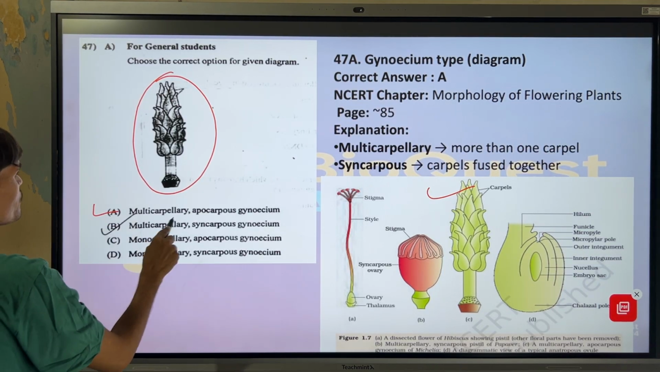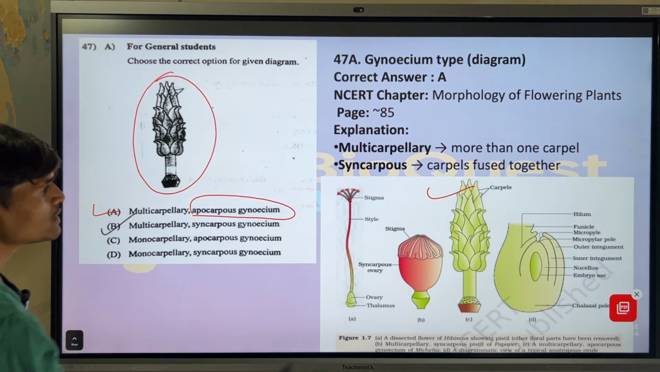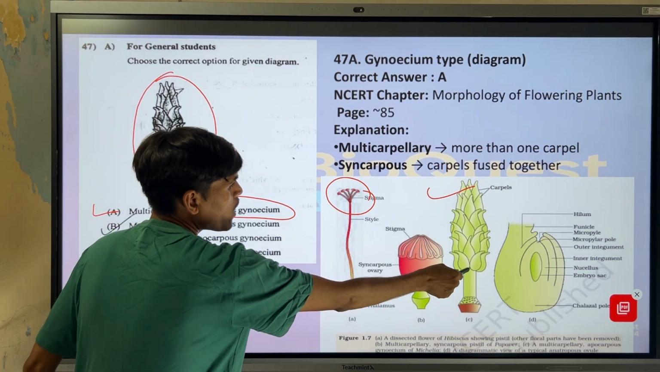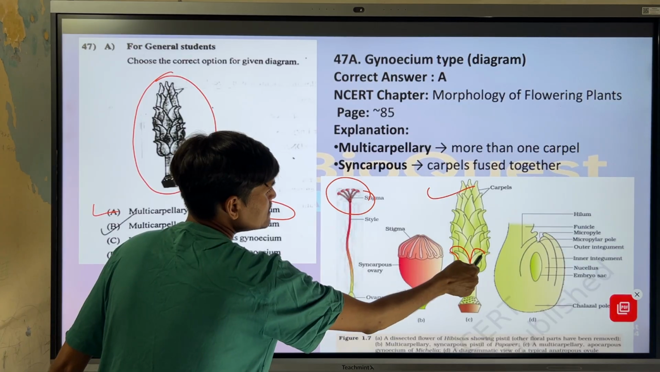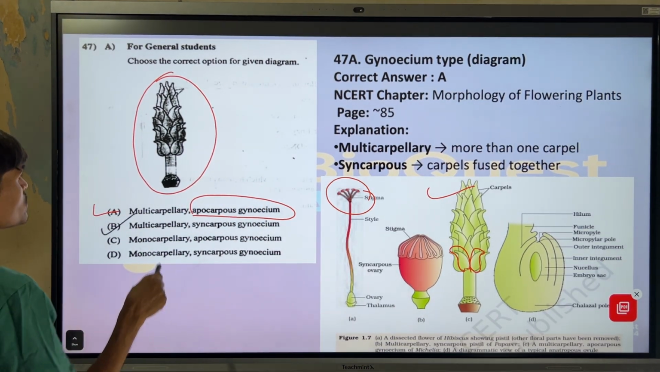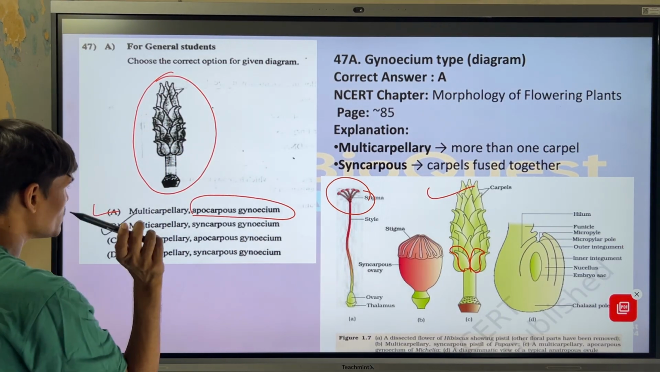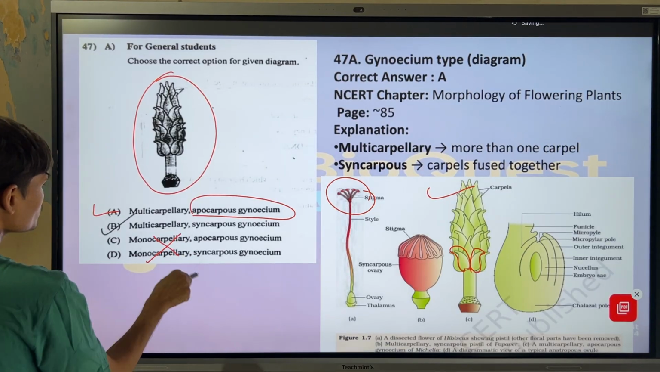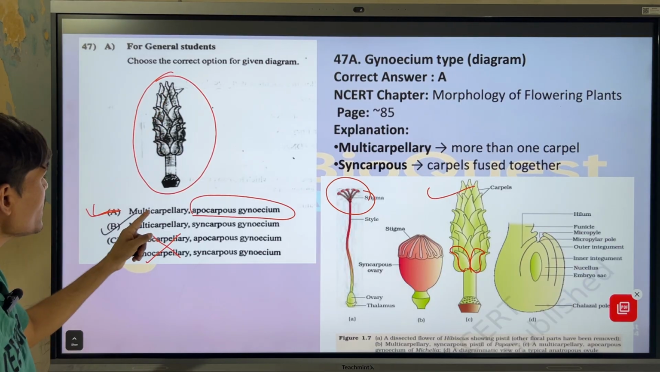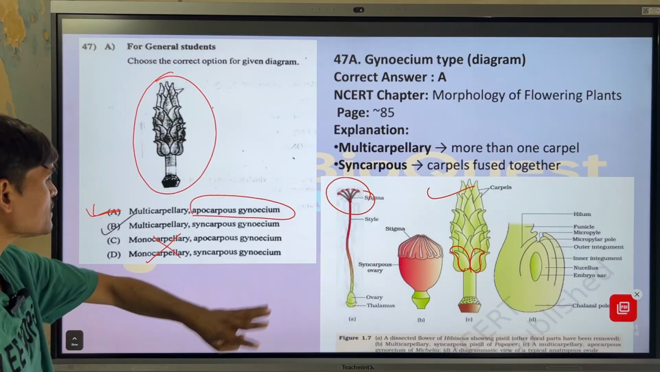Apocarpous gynoecium, not syncarpous. This is syncarpous, but here all the carpels are separate from each other. That's why it's called apocarpous. Remember this. So this is multicarpellary apocarpous gynoecium. Okay, answer is A. Multicarpellary because many carpels are there and all carpels are separate from each other. That's why it's called apocarpous gynoecium.